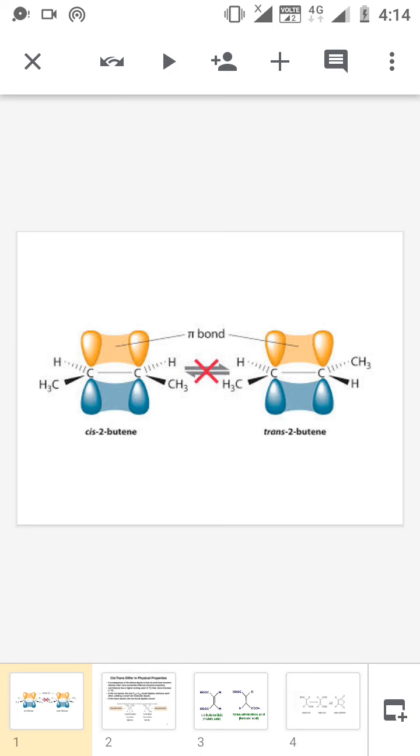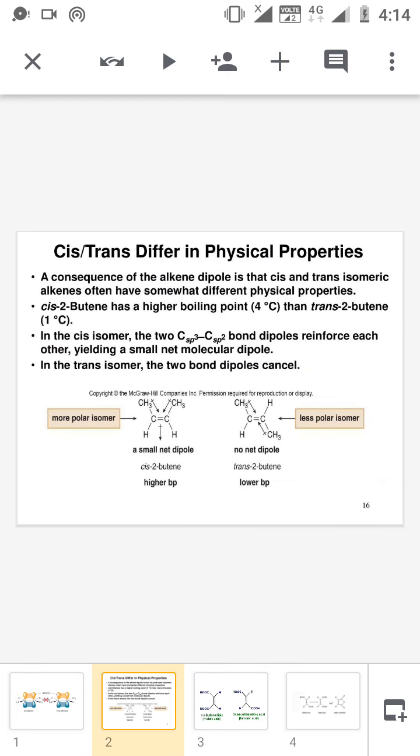So the cis-trans isomers, even though they differ in the position of the groups in the three-dimensional structure, show some differences in physical properties. First one is the melting point. The melting point of cis is 134 Kelvin and that of trans is 167 Kelvin. That means the trans isomer has a higher melting point than cis.